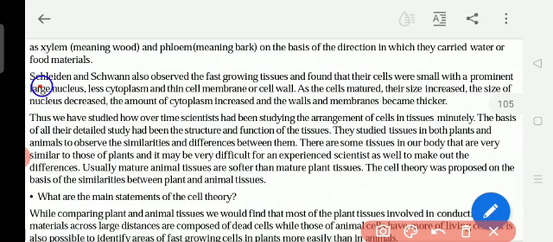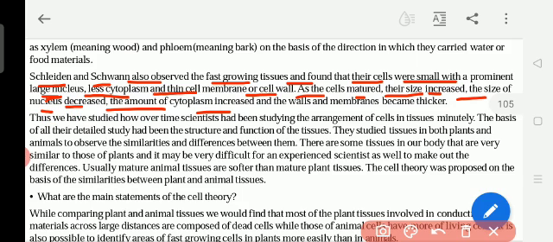Schleiden and Schwann also observed the fast growing tissues and found that their cells were small with a prominent large nucleus. So some cells are growing very fast. Very fast growing cells have a large nucleus, less cytoplasm and a thin cell membrane or cell wall. As the cell matured, its size increased, the size of the nucleus decreased, the amount of cytoplasm increased, and the walls and membranes became thicker.